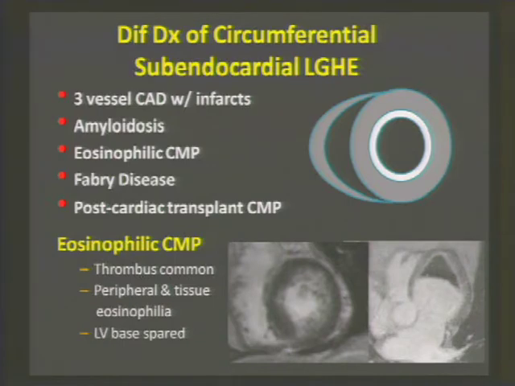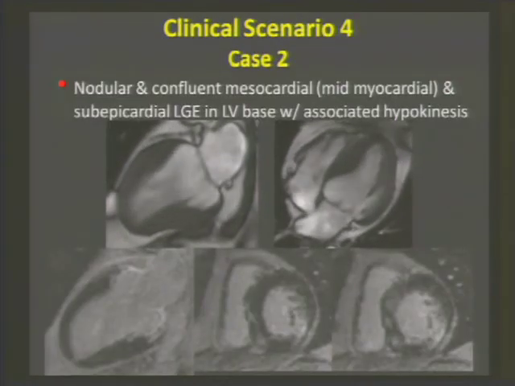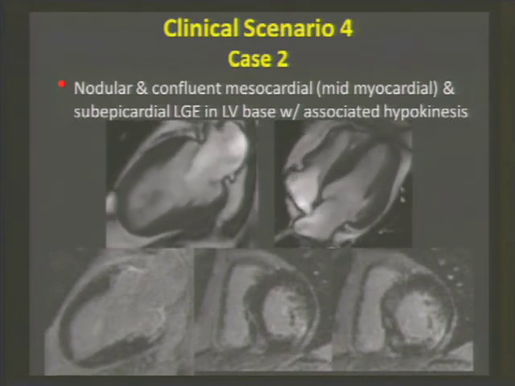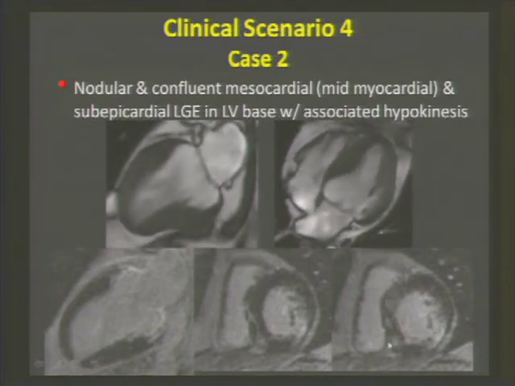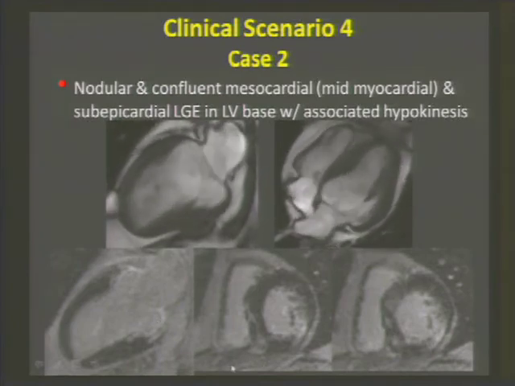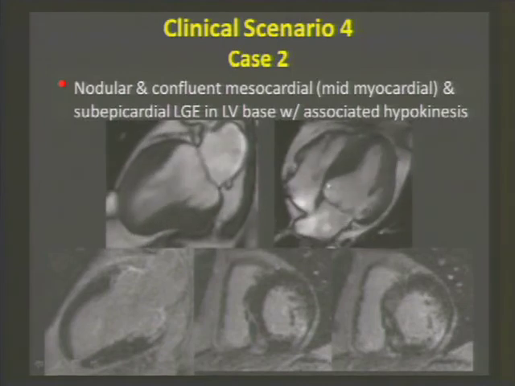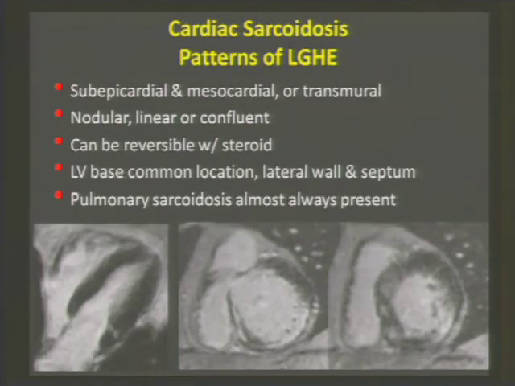And the features, if seen with this pattern, are very typical, and can be very helpful in making that diagnosis. The second case here is a patient who has nodular and confluent areas of delayed enhancement and a non-vascular pattern. Here it's mesocardial, here it's transmural, mainly involving the base of the heart. There's associated hypokinesis of the areas that are having delayed enhancement. This is a patient with cardiac sarcoid.